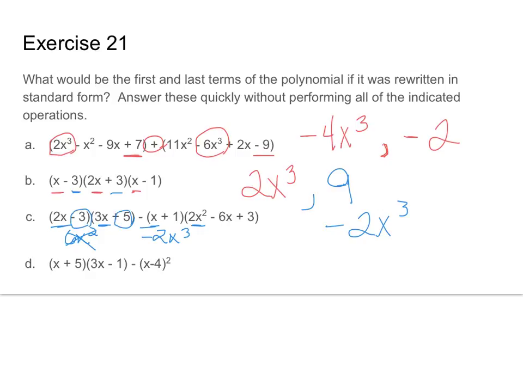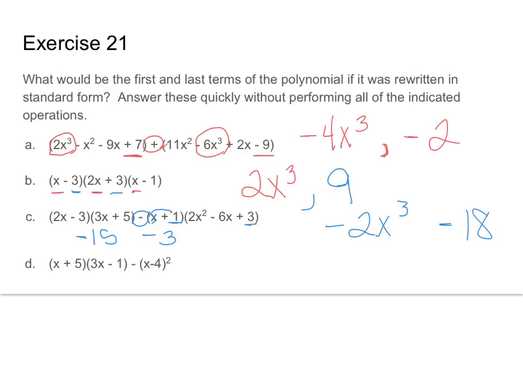I'm going to erase this stuff. Oops. Getting a little messy. Constants here, I'll have a negative 15. Constants here, I'll have, looks like a negative 3, because this negative needs to get distributed. So 1 and positive 3 is negative 3. That's going to give me a negative 18.